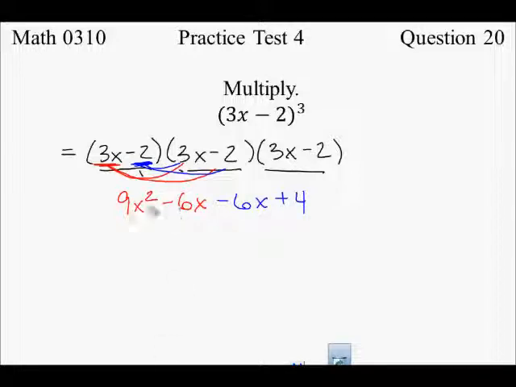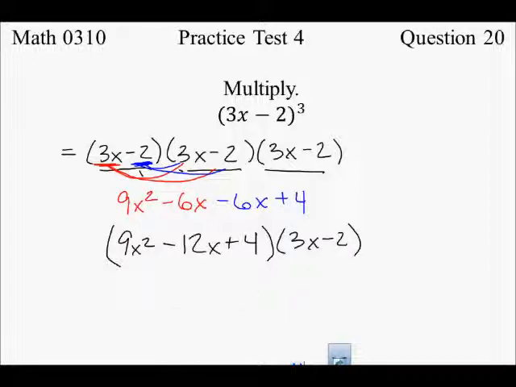So now we look at this. Can we simplify any of this? Yes, we have x terms in common here. So we have 9x squared, minus 6x and minus 6x gives us a total of minus 12x, plus 4. And so we've done the multiplication with the first two copies of that quantity, and now we just need to multiply in the third copy of that quantity.